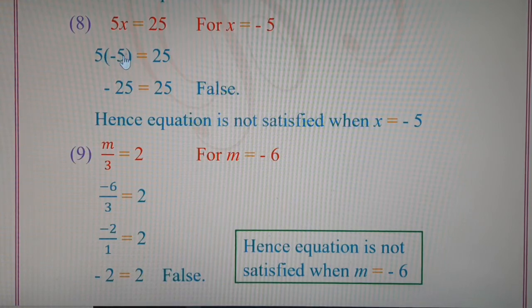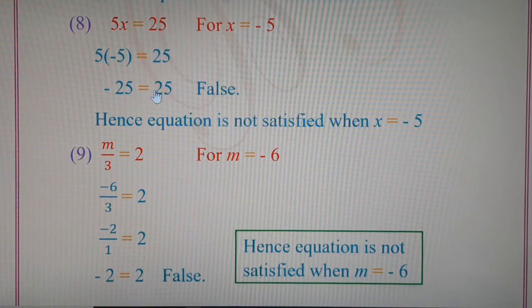Hence we put the bracket and then substitute the value. That means we do not have to do 5 minus 5, but we have to do 5 into minus 5. So instead of doing 5 minus 5, we are doing 5 into minus 5. So 5 into minus 5, the answer is minus 25. In the left hand side we get minus 25. Right hand side 25 we copy as it is.